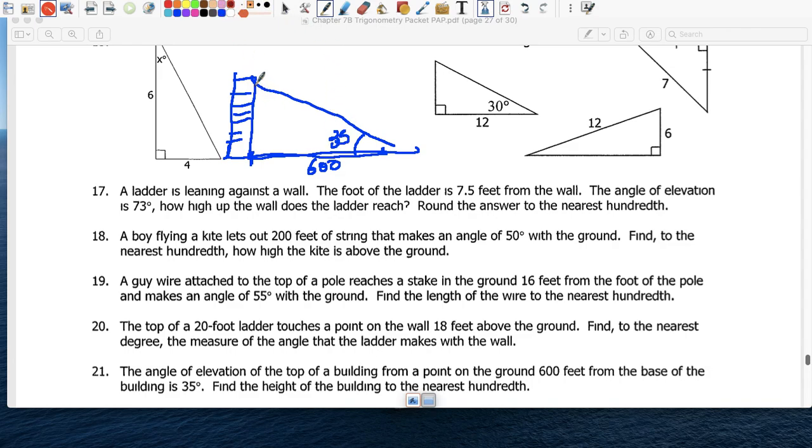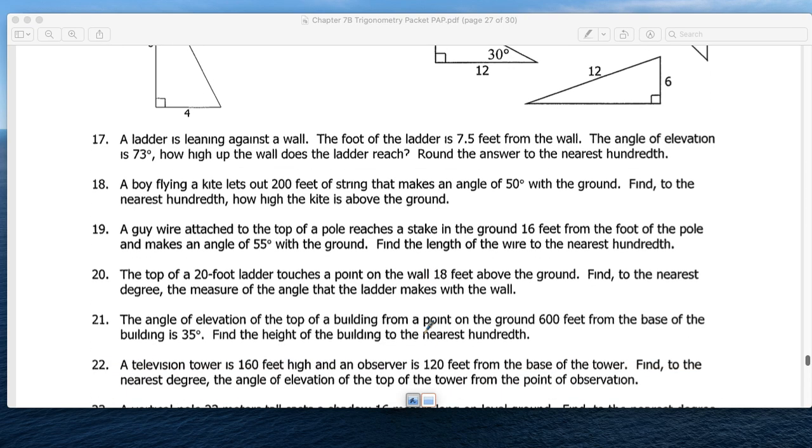So we want this guy. So this hypotenuse, I don't know. I'm not going to write anything about it. So this is 35 degrees. The adjacent is 600. And the opposite is what I'm looking for. So something that uses opposite and adjacent, obviously, we're going to use tan. Okay.